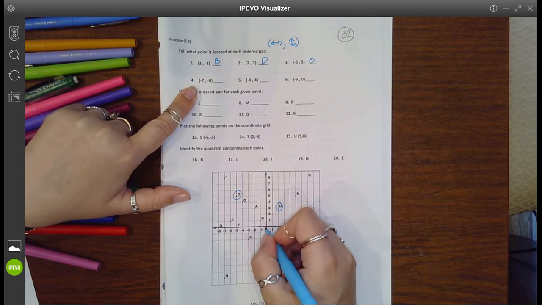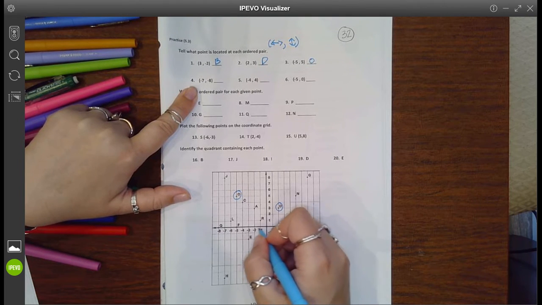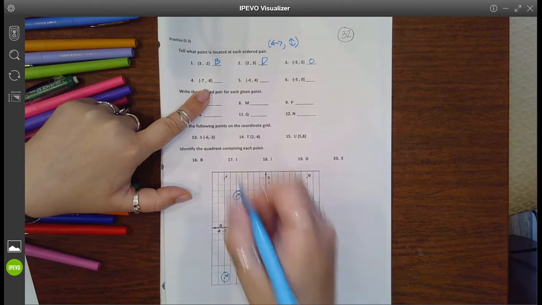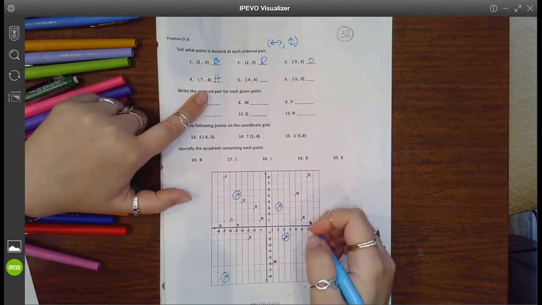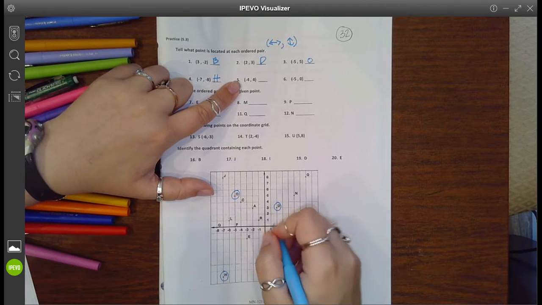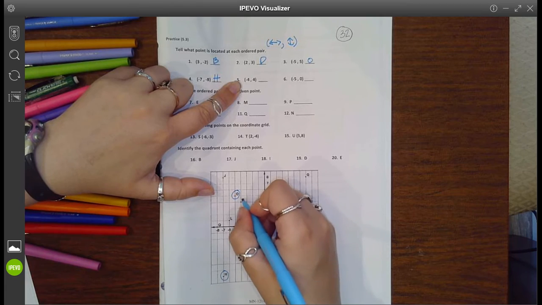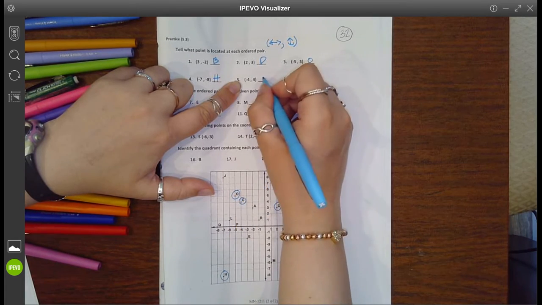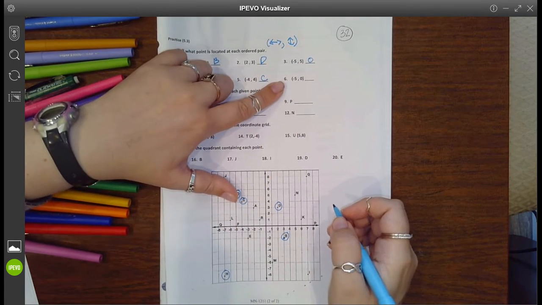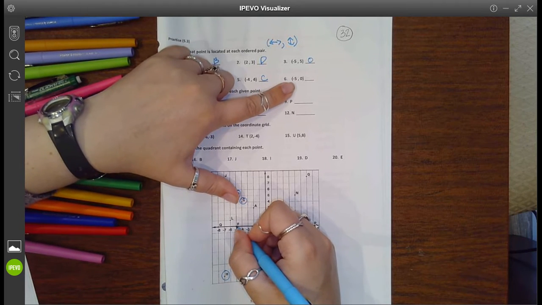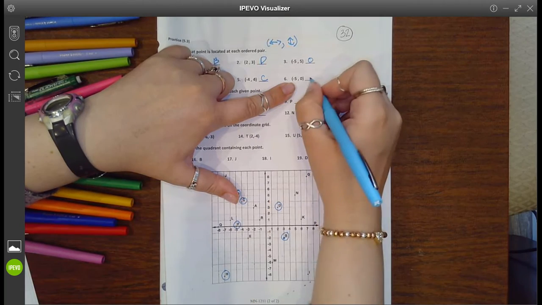(-7, -8). Which direction? Hopefully you said left 7 and then what? Down 8. Where does that hit? At H. (-4, 4). So that would be to the left 4 and then up 4. So that would be C. Okay, (-5, 0) is to the left 5 and then up nothing because it's 0. So it just stays there. That's F.